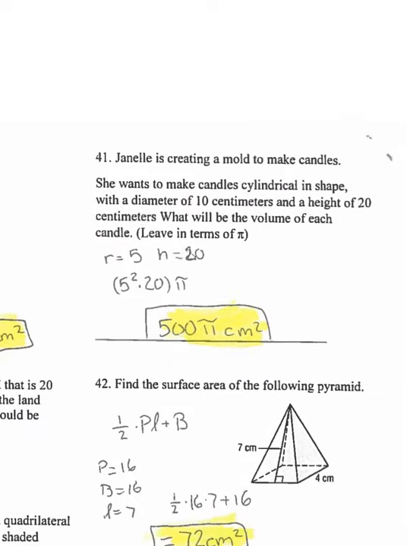41, Janelle is creating a mold to make candles. She wants to make cylindrical candles with a diameter of 10 and a height of 20. What would the volume be? Volume of a cylinder is area of the base times height. So you need the radius, which you get by cutting the diameter in half, to 5. The height is 20. So pi r squared times height. It does say leave in terms of pi, so I did radius squared times height, 500 pi.